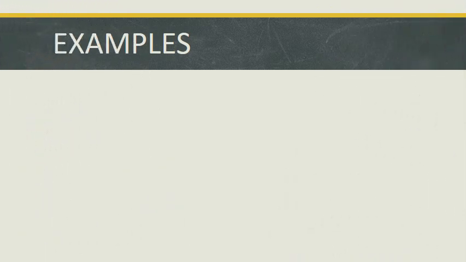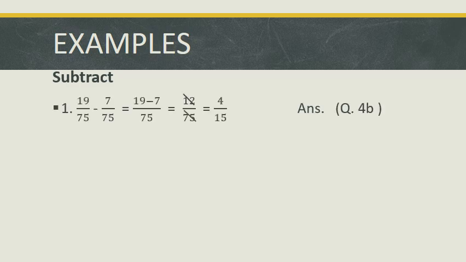Now children, let's come to the subtraction of like fractions. Let us see the following examples. The first example is 19 by 75 minus 7 by 75. These two fractions are like fractions. Now, we know that when we have to find the difference of two like fractions, we write the difference of the numerators over the common denominator.